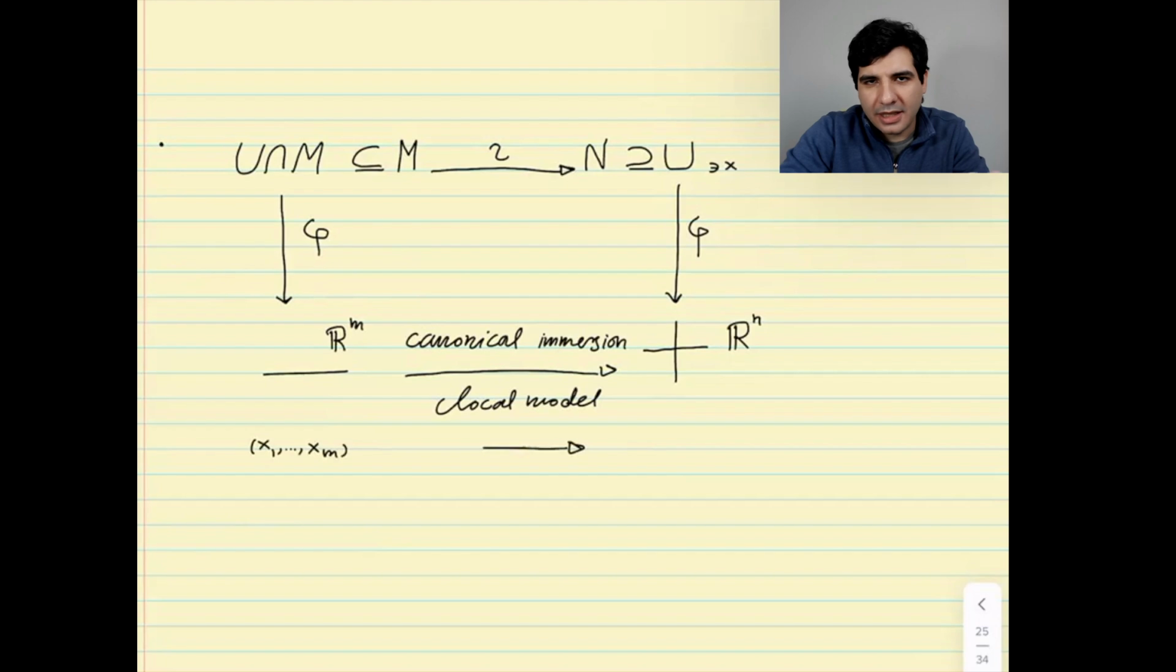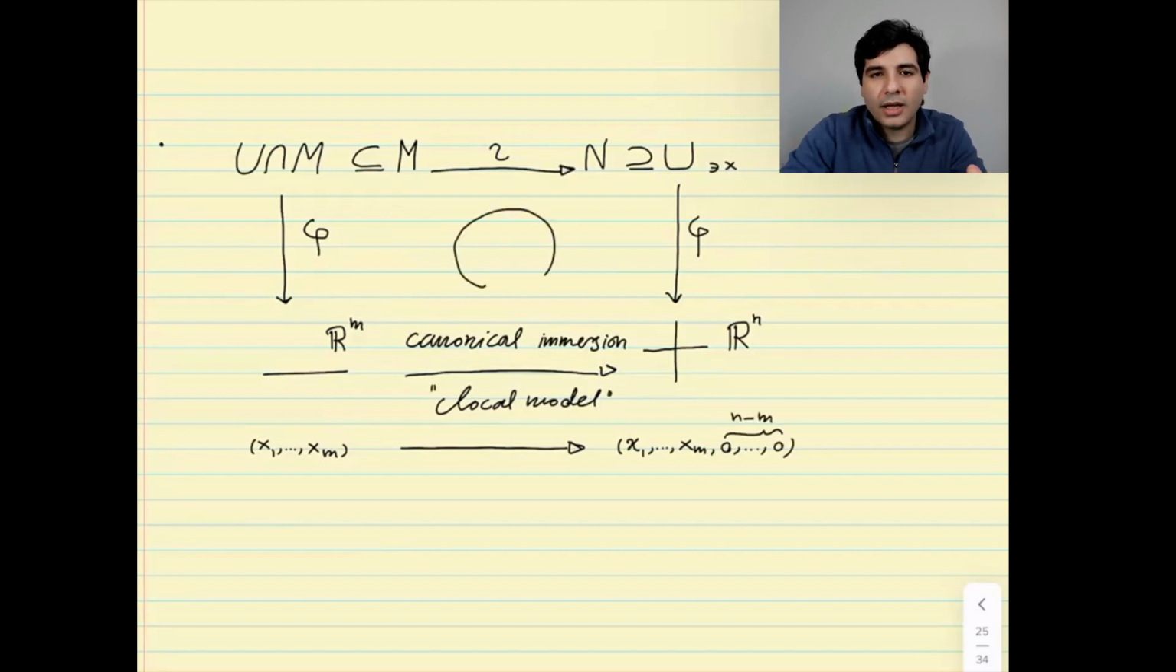Canonical immersion takes this point x1 up to xm, where n must be greater than or equal to m. So there are some extra components. Just fill the n minus m remaining components with 0. This is called canonical immersion. Local model means this diagram commutes.